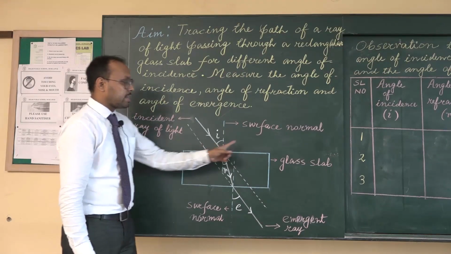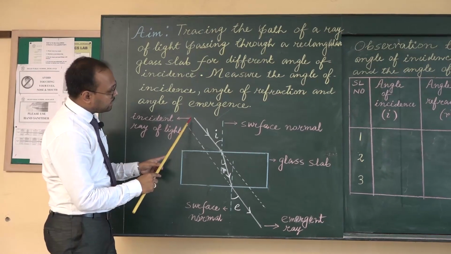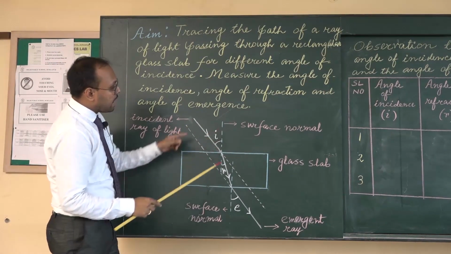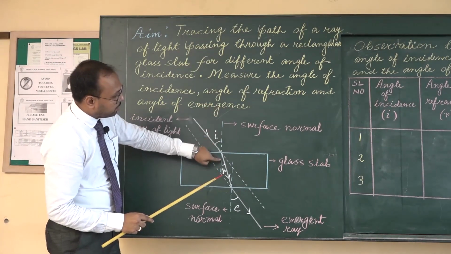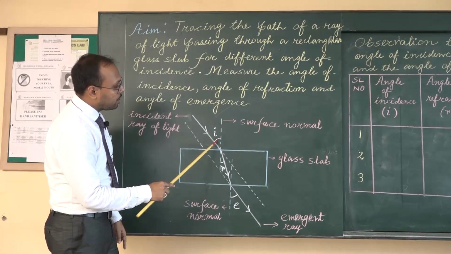We are taking a glass slab. Now, with this glass slab, what are we doing? We are taking an incident ray falling on the glass slab, and at the point of incidence we are taking a normal. Now, this angle, as you all know, is called the angle of incidence.